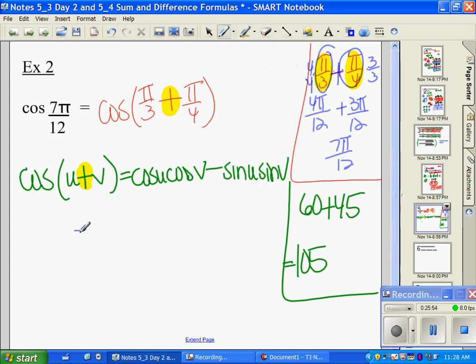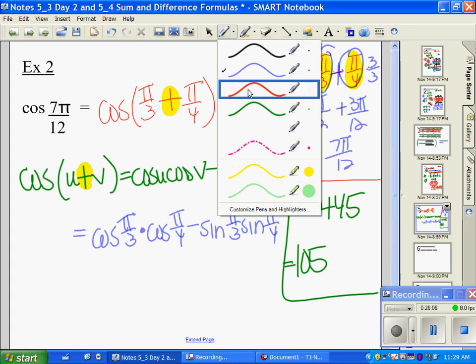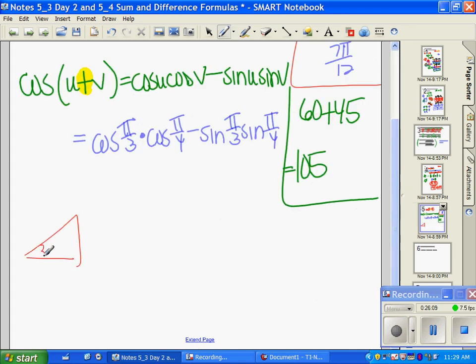So we'll put everything in here. Cosine of pi over 3 times cosine of pi over 4 minus sine of pi over 3, sine of pi over 4. And again, pi over 3 is your 60-degree angle. So if you need to see your triangle again. So we have cosine of 60 degrees, or pi over 3, is 1/2, times cosine of pi over 4, which is root 2 over 2, minus sine of 60 degrees, or pi over 3, is root 3 over 2, times root 2 over 2.